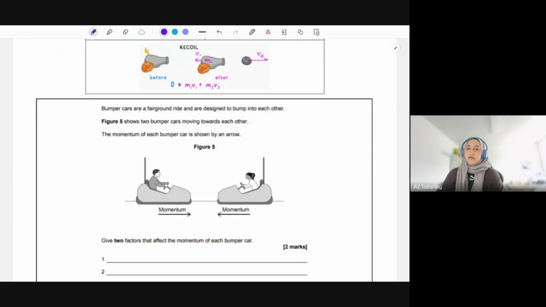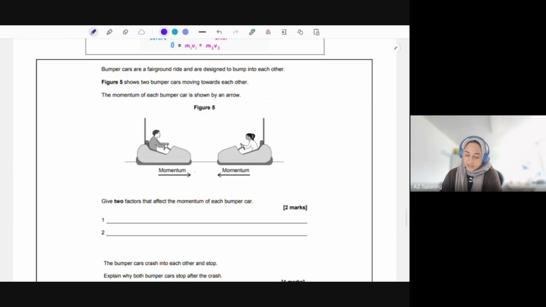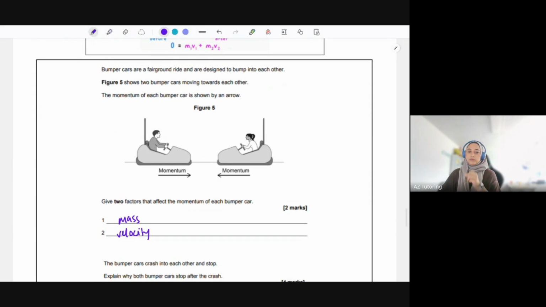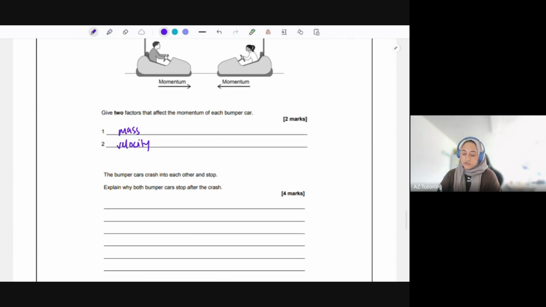Let's have a look at this question. So we've got bumper cars here, momentum. Give two factors that affect the momentum of each bumper car. Well, you're given the equation on your equation sheet, use it. Mass affects momentum and velocity affects momentum. There's other stuff you can say as well, like friction, for example, but I wouldn't recommend writing that. They want you to just state the two things that the equation tells you. So mass and velocity affects momentum.